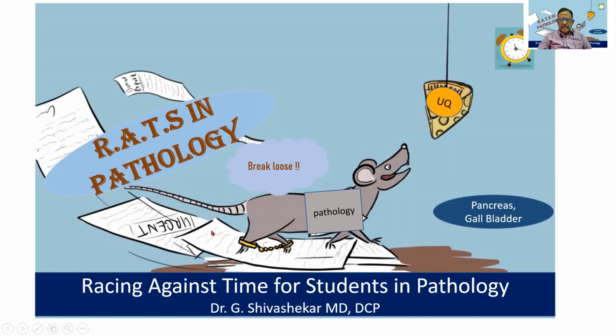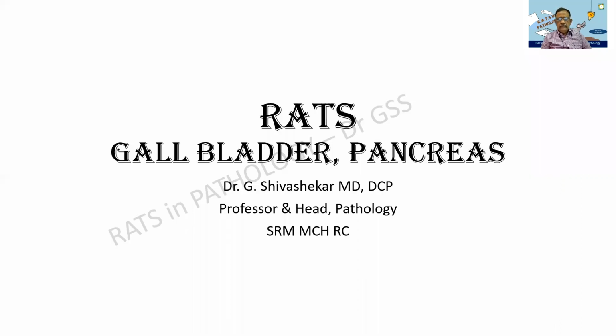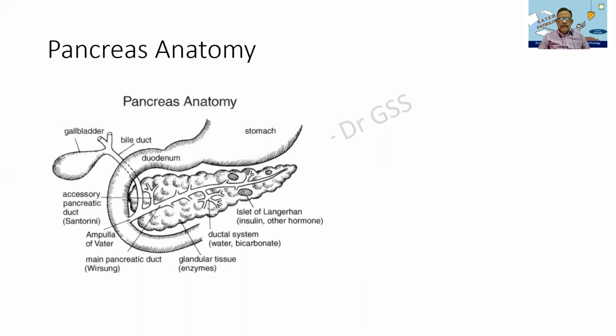The next couple of classes, I shall be handling pancreas and gallbladder. These are frequently asked, however, the students have a tendency to omit this. Hence, be a little cautious, because the question that we omit is our university question. RATS, gallbladder, and pancreas. The first topic will be pancreatitis.